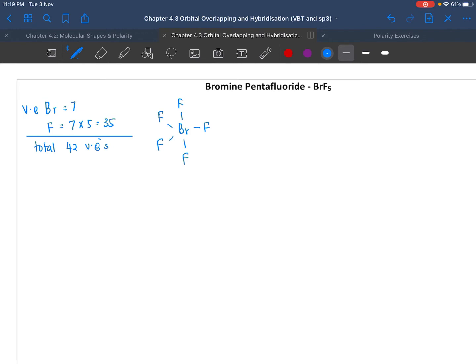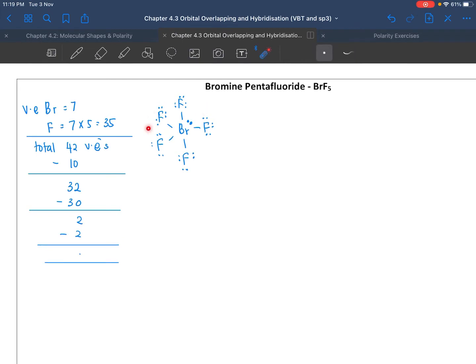Okay, and then minus 10, so 32, and then kita fill in the electron at the terminal atom to make it octet. Okay, so total we have used up 6 times 5 is 30 electron. That means there are 2 more electron remain. Okay, so these 2 electron sepatutnya dekat central. So settle, habis. Okay, so this is the Lewis structure of BrF5. Ada satu lone pair dekat bromine.